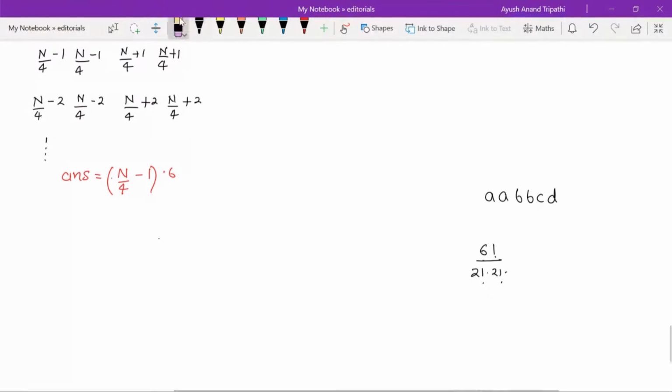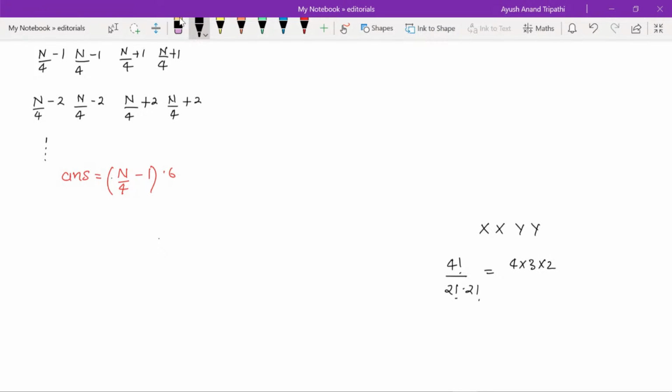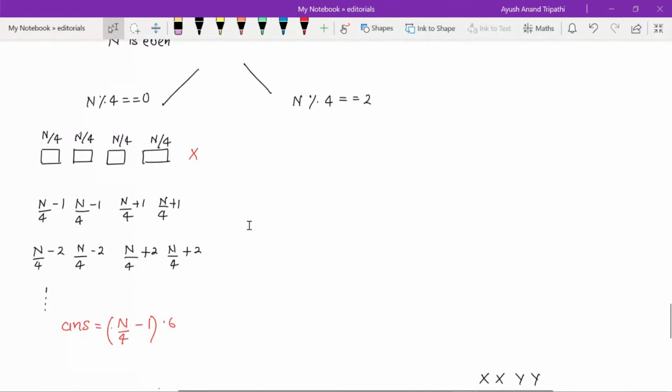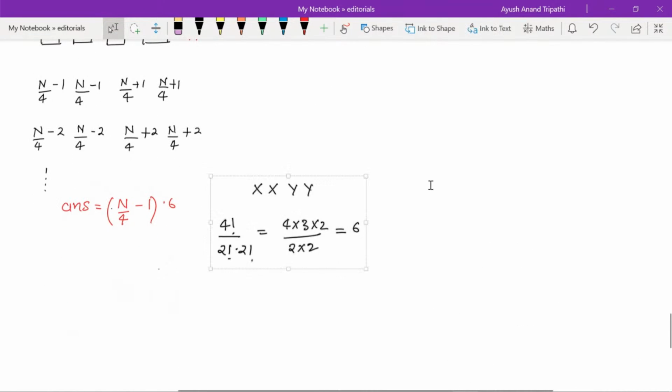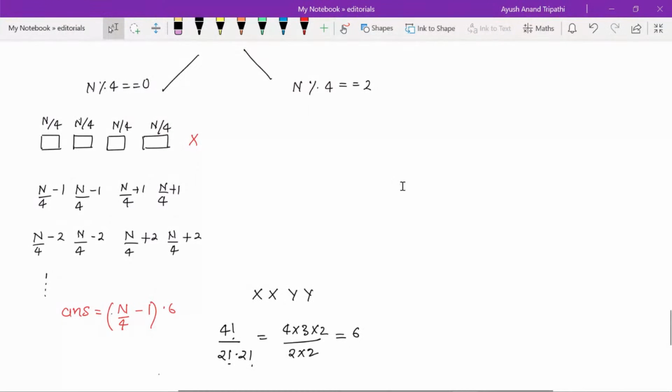In the same way, how many unique permutations of x x y y are possible? Because here two partitions are of the same length and the other two partitions are of the same length. So the length of this sequence is 4, and it is 4 factorial divided by 2 factorial multiplied by 2 factorial, which is 4 into 3 into 2 divided by 2 into 2, which is equal to 6. So that's why I'm multiplying it with 6. So this is the first case. Is it clear to everyone? Write a +1 if it is clear to you.